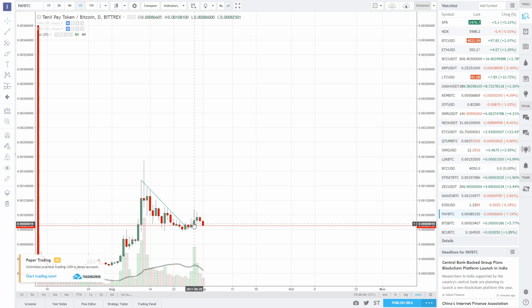When they behave like this and start to roll over, not very often do they just start to shoot up. And I'm looking for things that are accelerating, not decelerating. And this is decelerating at this particular point. So this is a daily chart on 10X.